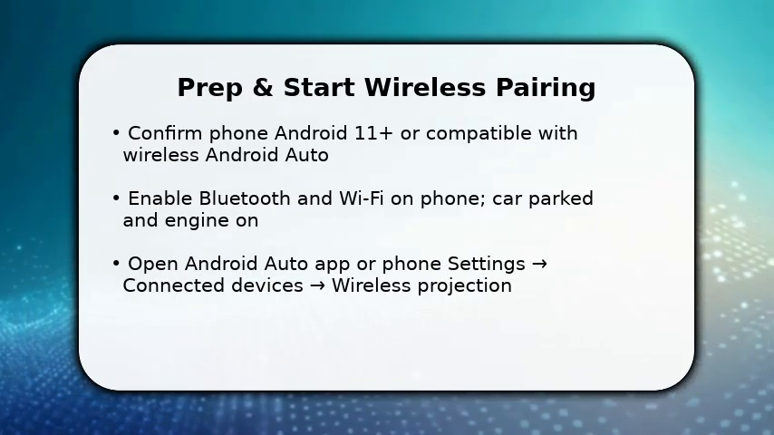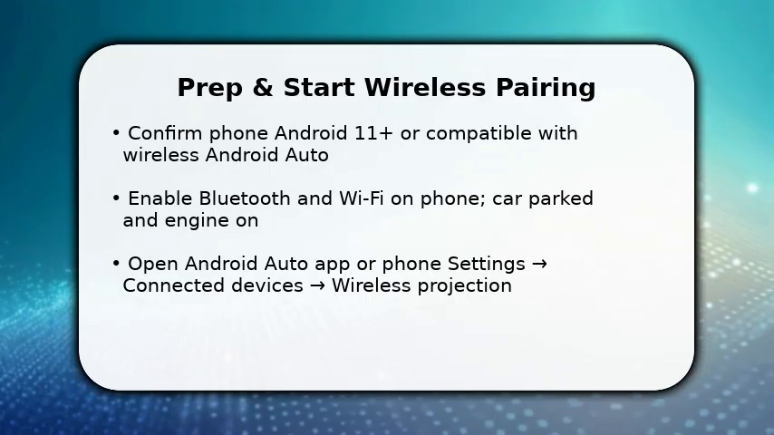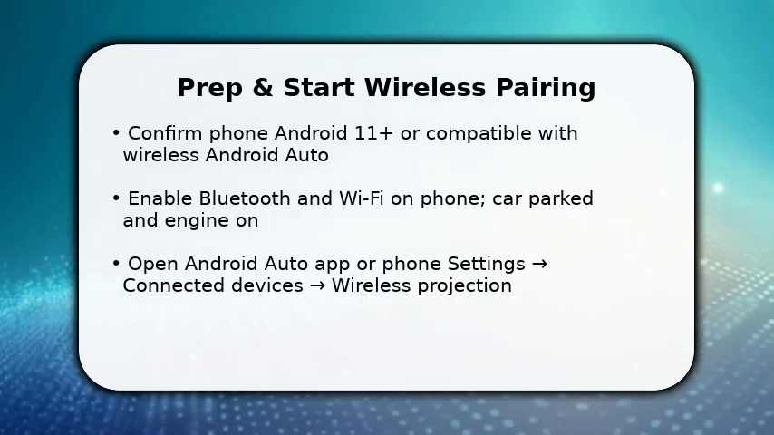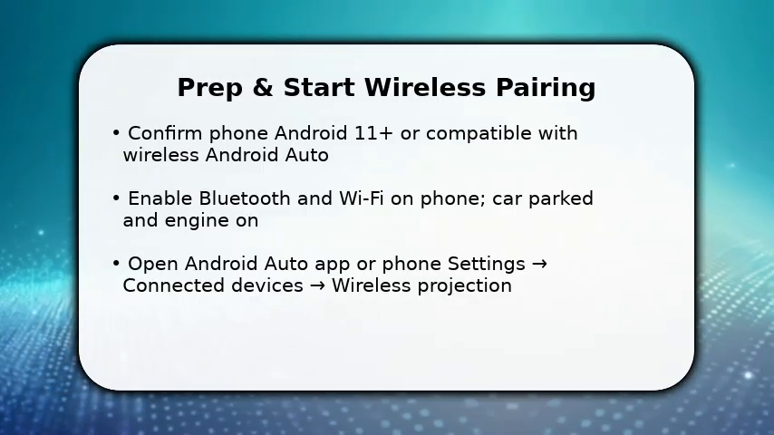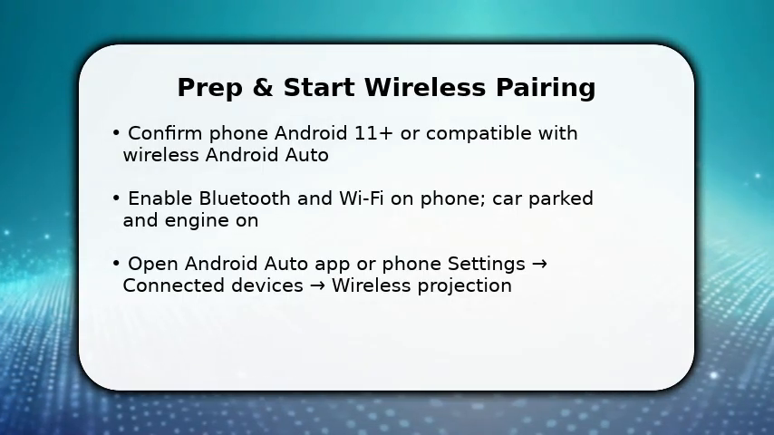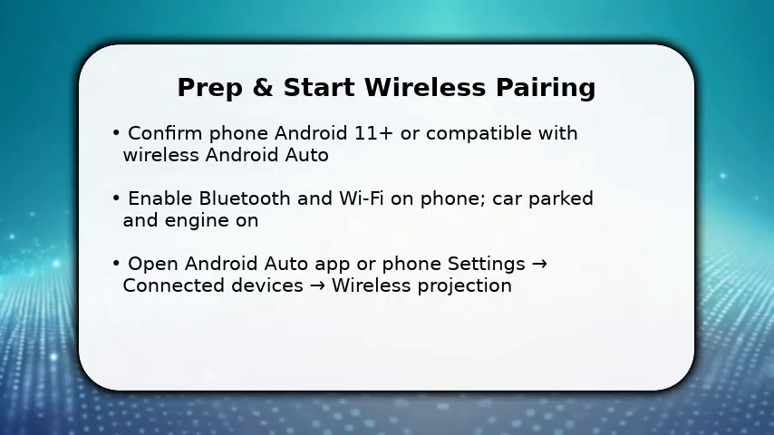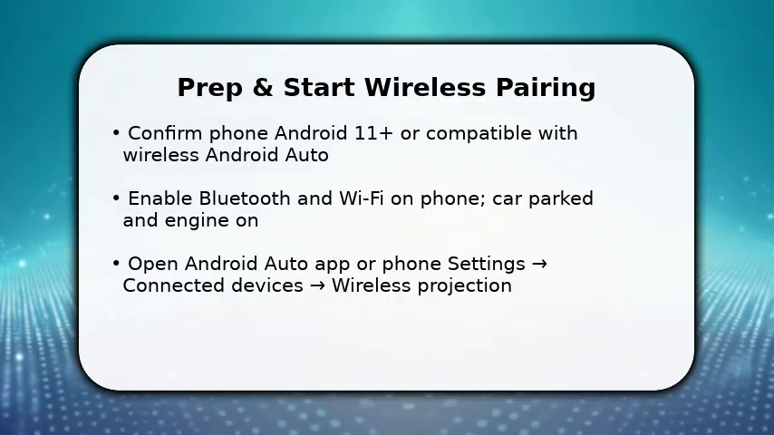Open the Android Auto app or go to Settings, right arrow Connected Devices, right arrow Wireless Projection to start pairing. Once done, the phone will scan for the car. Keep the phone near the head unit and accept any prompts that ask to allow contacts, notifications, or location access.